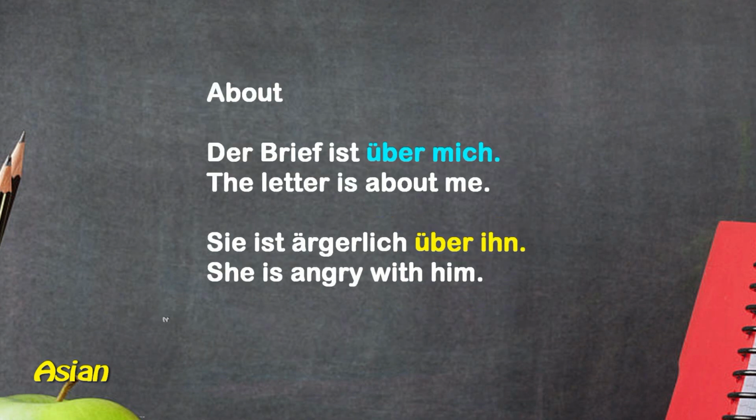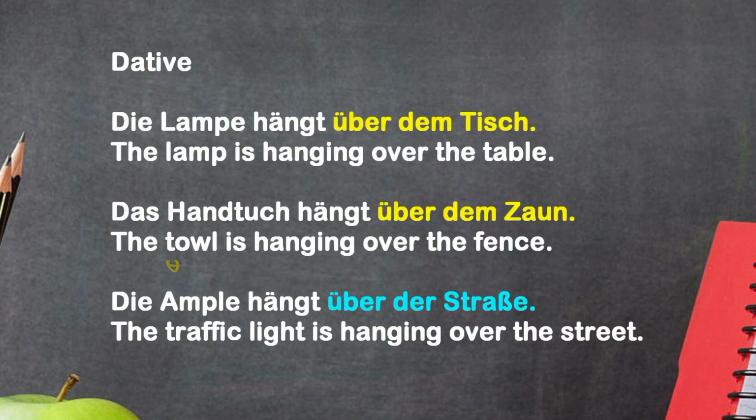Another meaning is about. For example, der Brief ist über mich. The letter is about me. Sie ist ärgerlich über ihn. She is angry with him.